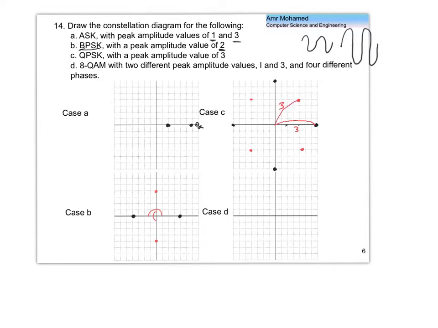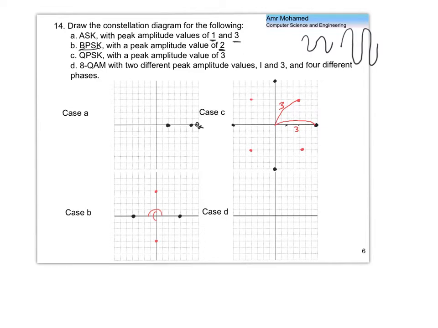Right? So the amplitude is always from the origin. So if I tell you, for example, 8 PSK, okay? You will add more symbols in such a way that you divide the 360 degrees by 8, okay? But the amplitude for all the symbols will be the same. So it will be like a circle.